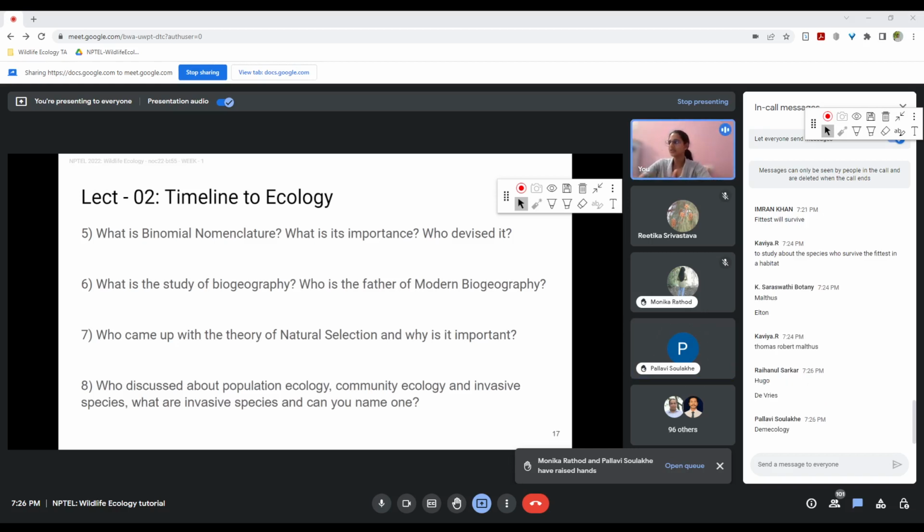So the scientist who discussed these three things was Charles Sutherland Elton. And could someone tell me what invasive species are, and give me any examples? Non-native species. Okay, so how do you say a species is non-native? Could you give me an example?